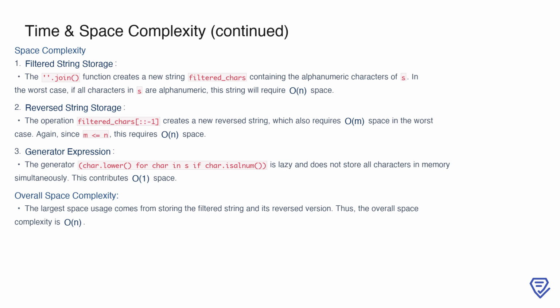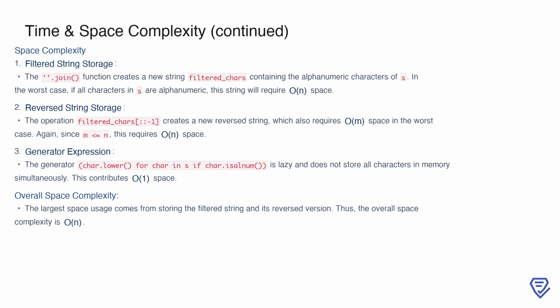Now, let's consider the space complexity of the function. The first major contributor to space usage is the new string filtered_chars, which is created by the .join function. In the worst case, if all characters in the input string are alphanumeric, this string requires O(n) space. Similarly, the reverse string created by filtered_chars[::-1] also requires O(m) space, where m is the number of alphanumeric characters. Since m is at most equal to n, this step also requires O(n) space in the worst case.